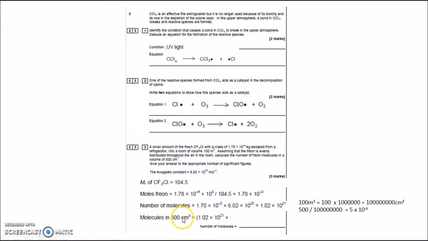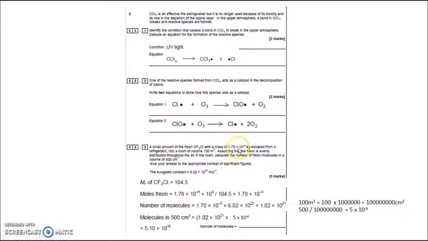So the number of molecules in 500 centimetre cubed is the number of particles that I had multiplied by my scaling down factor, 5 times 10 to the minus 6, and it comes out as 5.10 times 10 to the power of 15. How do I know about significant figures?